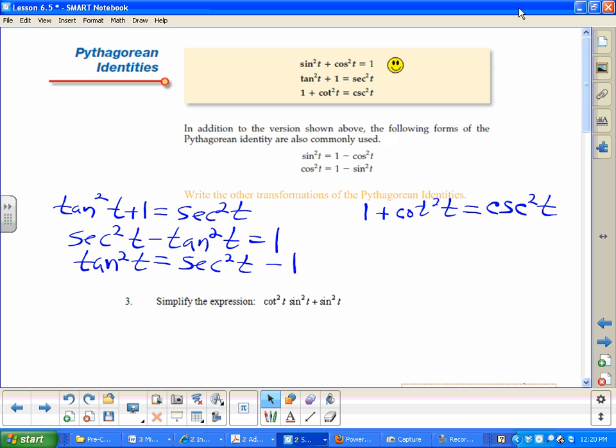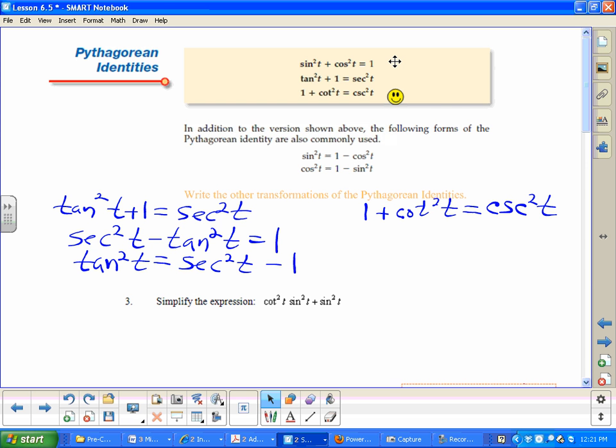So that also goes for tangent and secant squared, and the relationship between cotangent squared and cosecant squared. Now, all of those things were developed from the very first Pythagorean identity, that sine squared plus cosine squared equals 1. If I divided everything by sine squared, then I would have 1 plus cotangent squared equals cosecant squared. Or if I divided by cosine squared, then I would have tangent squared plus 1 equals secant squared.